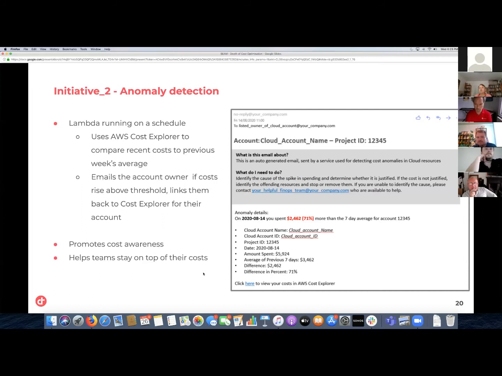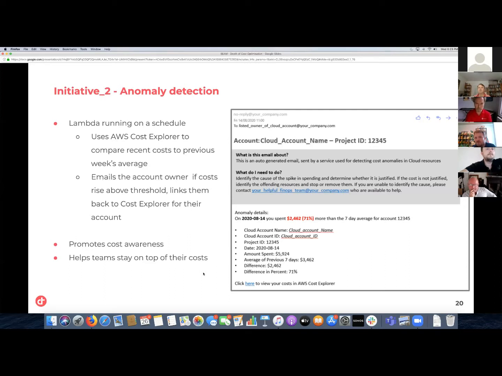So then you could send an email out to the account owner. And you can see on the right, there's a screenshot of what this might look like. And what you're trying to do here is not centralize this and tell people off, but really promote cost awareness and give these teams the information that they need. So you can see the most interesting bit is, what do I need to do? We're talking them through it. Have a look, see if you think this cost is justified. If not, you can get rid of it.